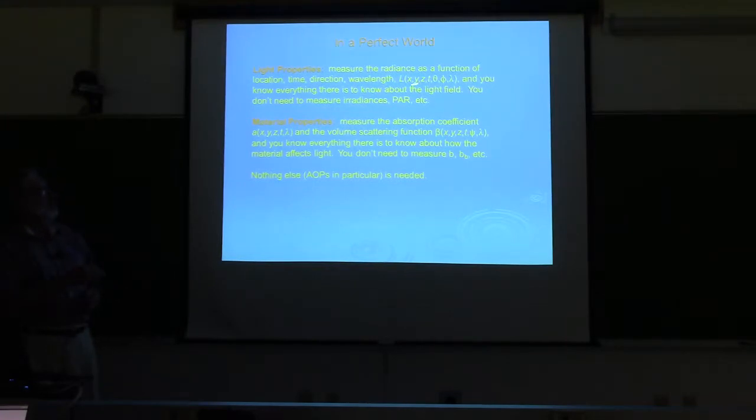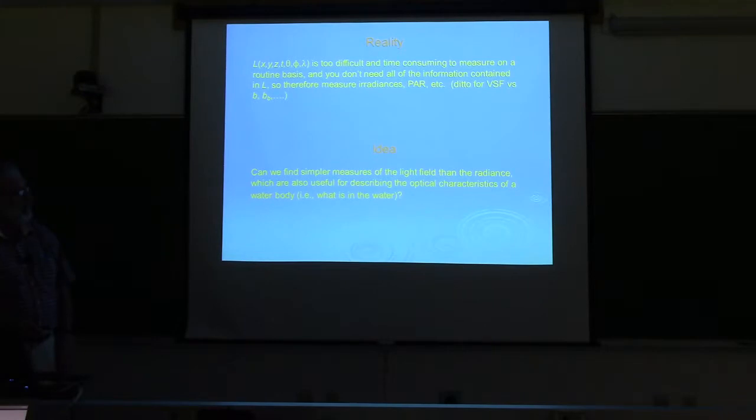And here, if you measured the radiance, you're done. If you then decide you want to know what the irradiance is, you wouldn't have to measure it, you'd just compute it from the radiance. And so nothing else would be needed except these things. But of course the world isn't perfect.